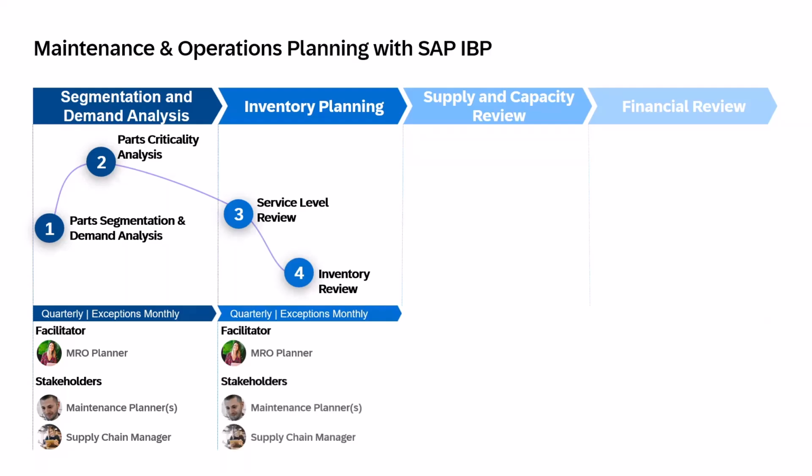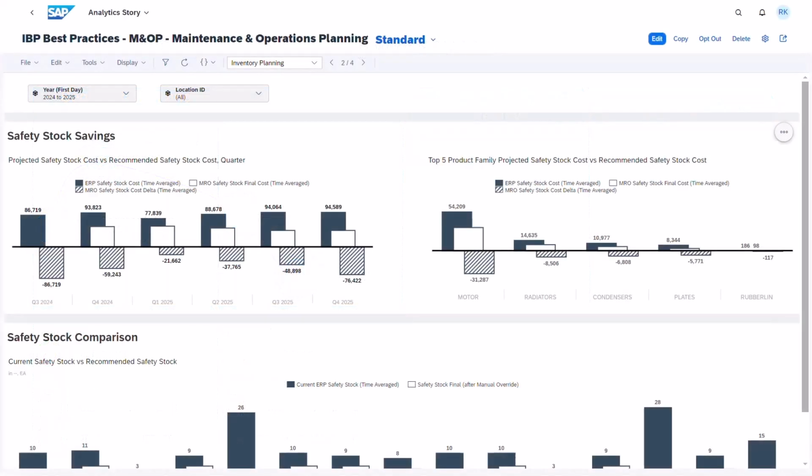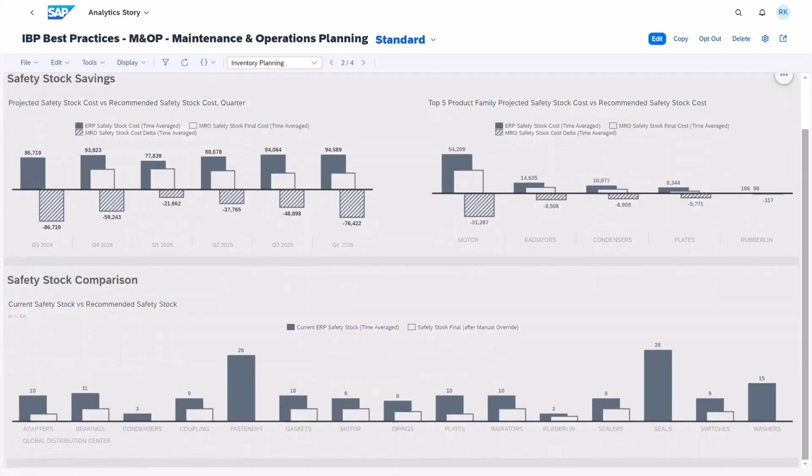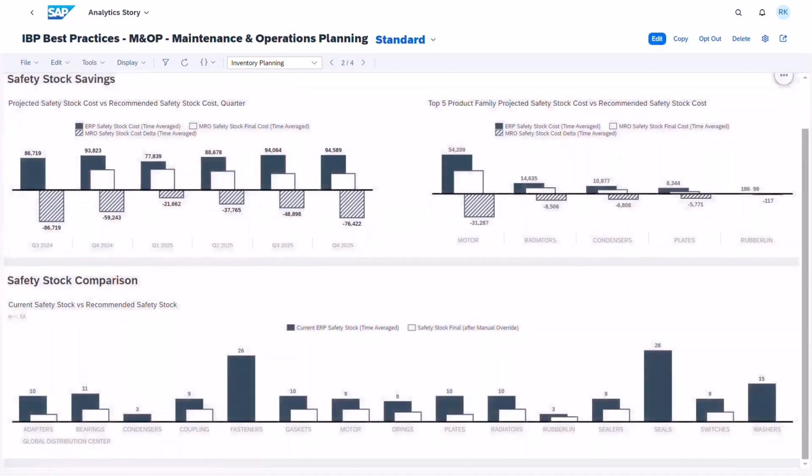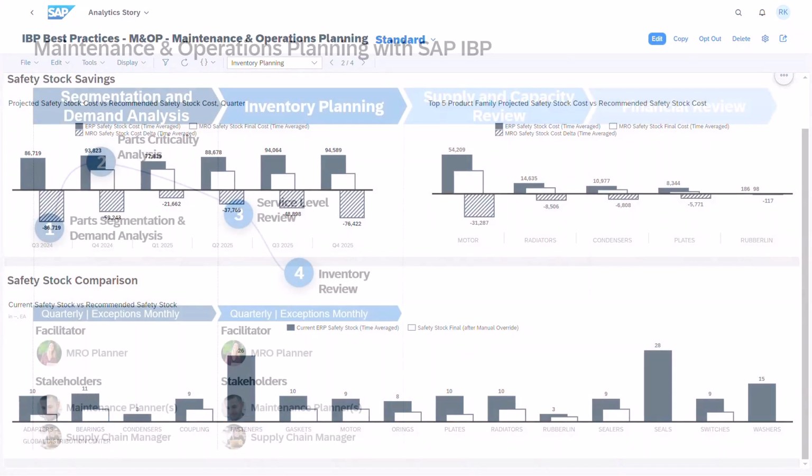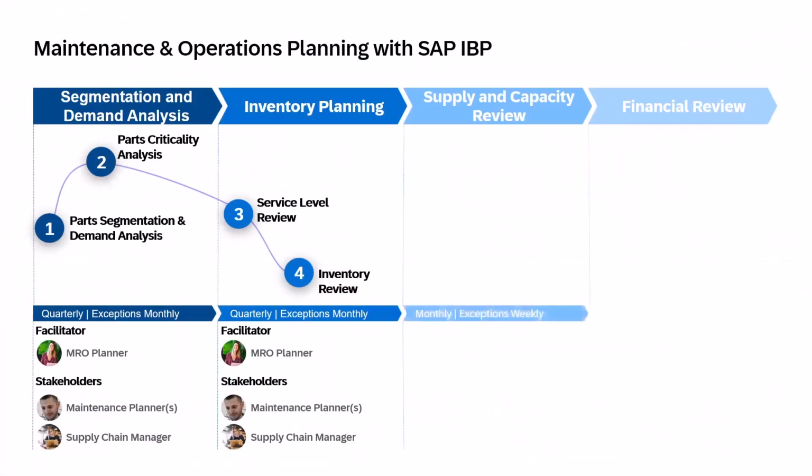In this phase of the process, potential safety stock savings are assessed, and current safety stock levels are compared against those recommended by IBP. Once inventory levels are confirmed, they are used by the supply planner alongside other relevant supply planning input parameters. Once our supply requirements are clear, a supply planning review is executed to address any projected issues with parts availability and assess potential resource capacity bottlenecks.